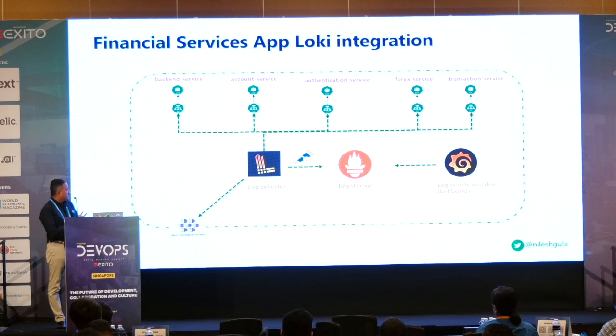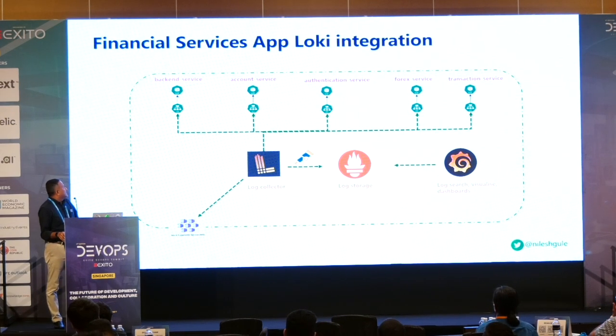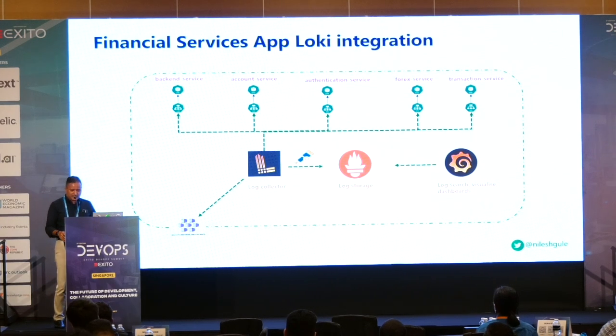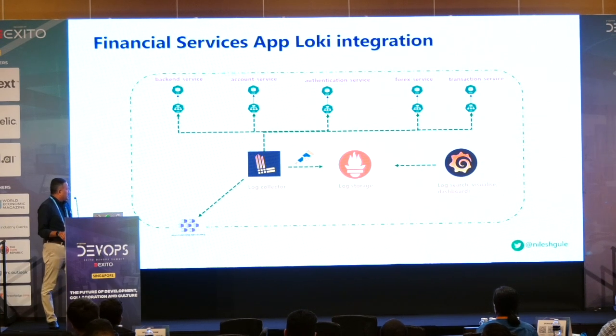Now, I'm using a small demo here, like a banking application, you can say, which has a set of microservices. And in this example, there are 5. We can think of the backend service as like the entry point to this application, and it relies on other services like the account service, authentication, there is Forex transaction service, and all this is deployed to a Kubernetes environment. And then we have Loki, which is one of the solutions for log aggregation.